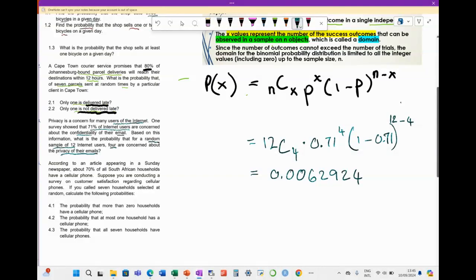0.00062924. It's quite long. Are you getting the second zero here? Is it? Okay. Is everybody getting the same thing? Still working on it.